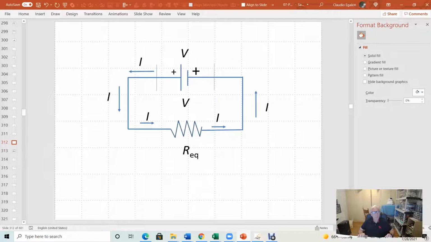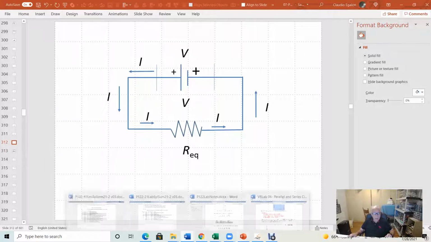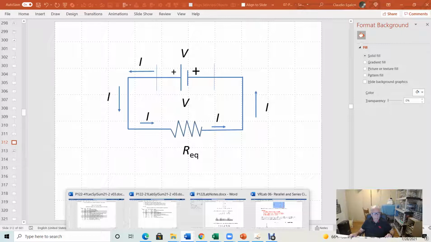Okay? And that's what he's going to ask you next time. Get used to drawing those diagrams. They're very simple. Doesn't require any fancy drawings. That's why physicists and engineers invented this type of diagram.